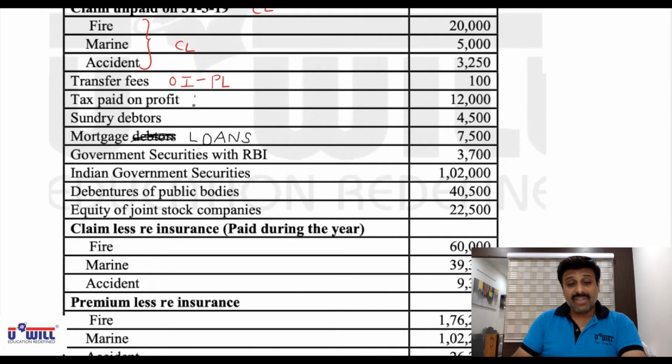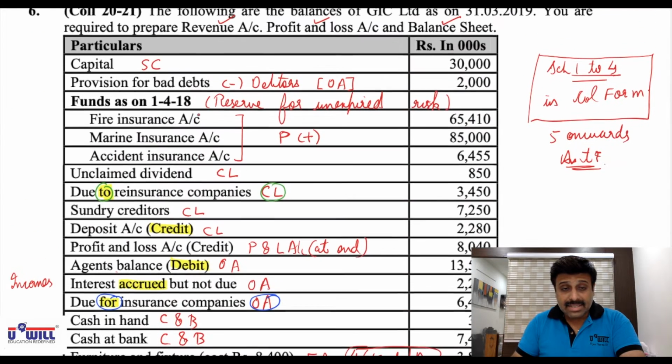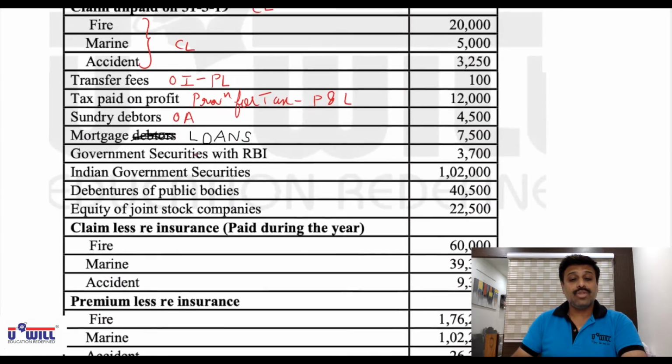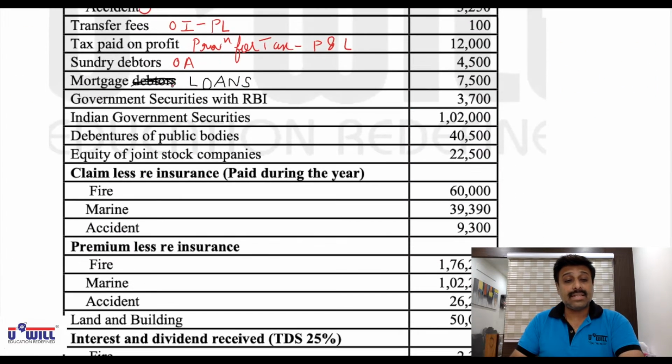Tax paid on profit will come in provision for tax in P&L account directly. Okay, it will come as provision for tax in P&L account directly. Sundry debtors, other assets, and from this sundry debtors itself we will minus this provision for debts, as we discussed, this 2,000 provision for bad debts. So sundry debtors are other current assets, other assets. Now here also mortgage debtors, make the correction, make it mortgage loans. So that will come as loans in balance sheet on the asset side.